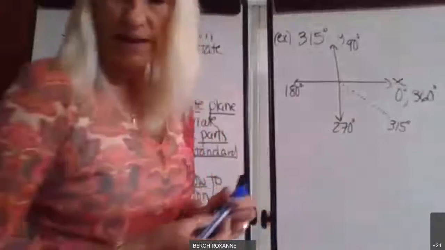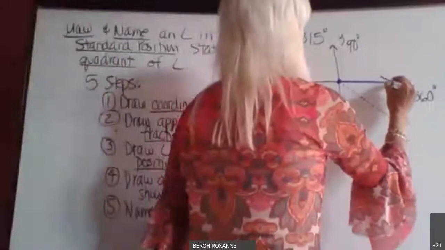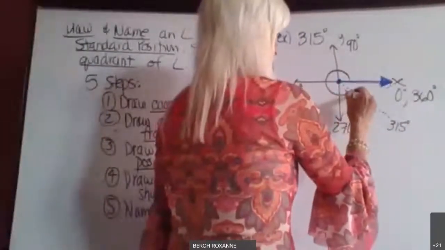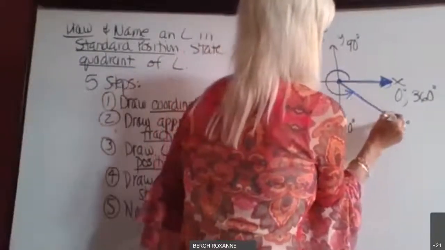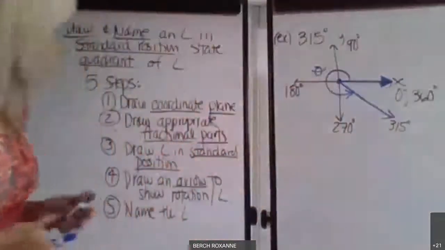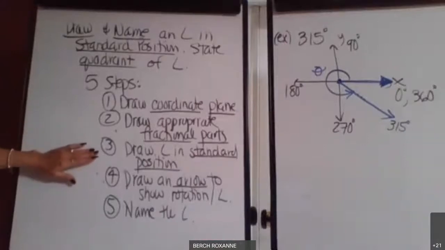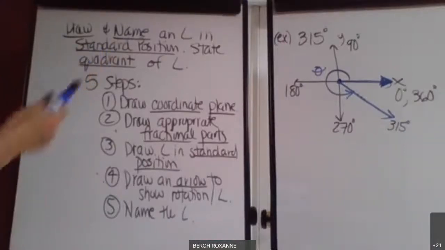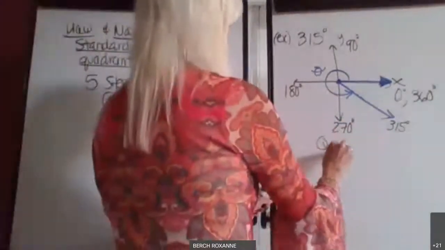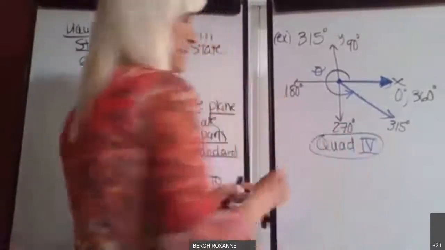All right, so let's draw it. So the vertex is there. You're going to show the rotation. And you have to name the angle. So we drew the appropriate fractional parts. We drew the angle in standard position, show the arrow, name the angle, and now we have to state the quadrant. So what quadrant is this angle in? 4. Right. Yeah, 4.